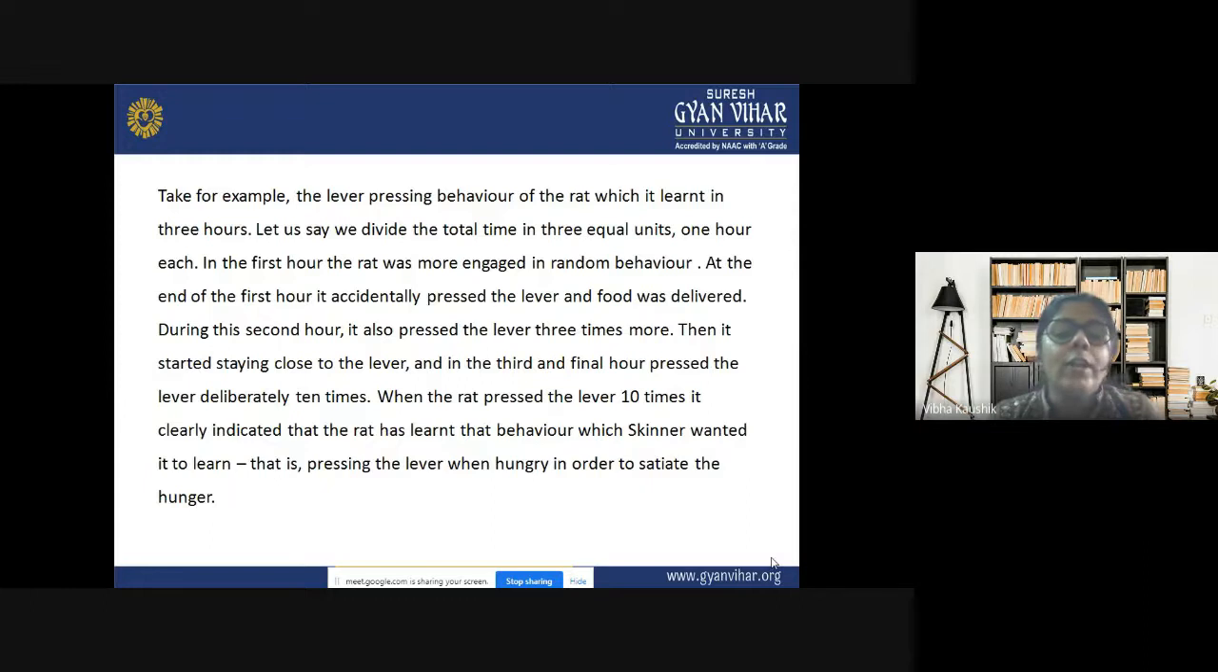Which behavior did Skinner want it to learn? That behavior which Skinner wanted the rat to learn is pressing the lever when hungry in order to satisfy the hunger. Skinner wanted the rat to learn that if he was hungry and wanted the food, he had to press the lever, he had to manipulate the lever.